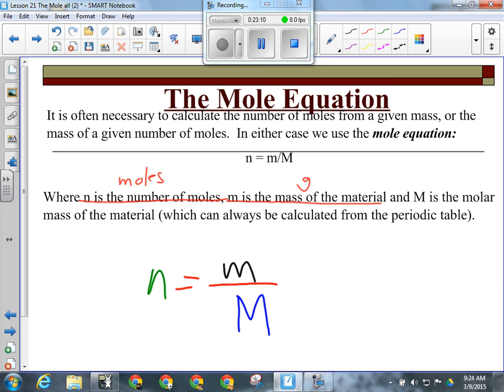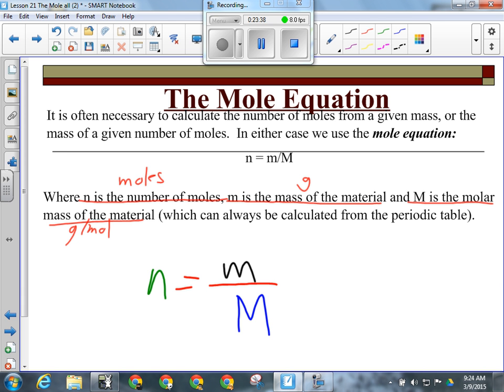The capital M is capitalized because it stands for something with 2 M's, I guess. I don't know. However you need to make it work in your head. So it stands for molar mass. Big M is the molar mass of the material, and that's always going to be in grams per mole. So it sort of makes sense. If I take the mass of something and divide by the mass of 1 mole, that should tell me how many moles I have. Agreed?